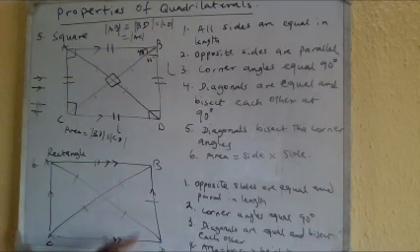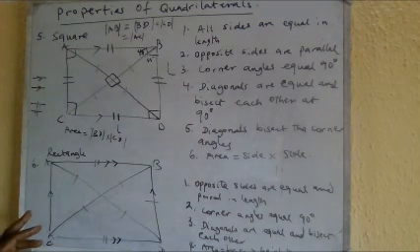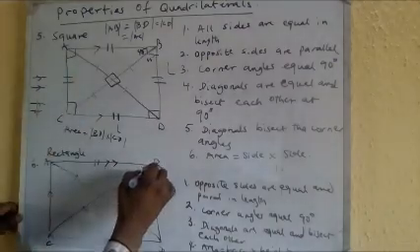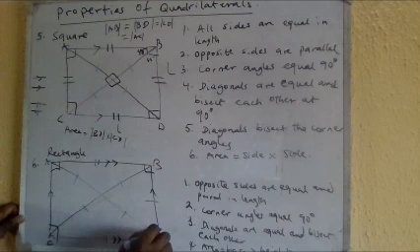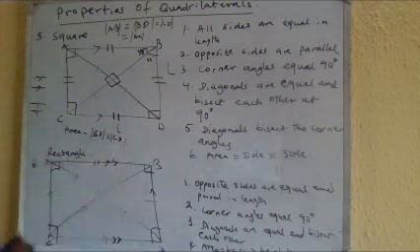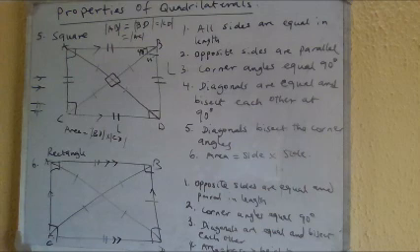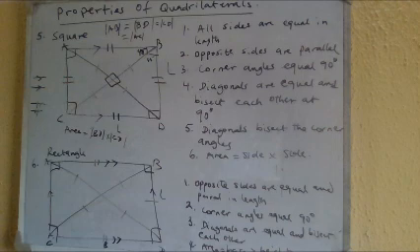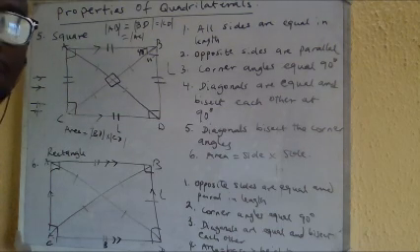All the corner angles are 90 degrees, just like in the square. The diagonals are equal and bisect each other, so they are equal and cut each other into two equal halves. The area is the length times breadth, or base times height. So these are the properties of quadrilaterals.